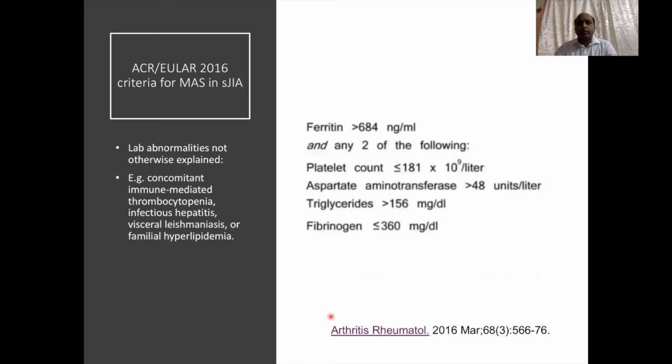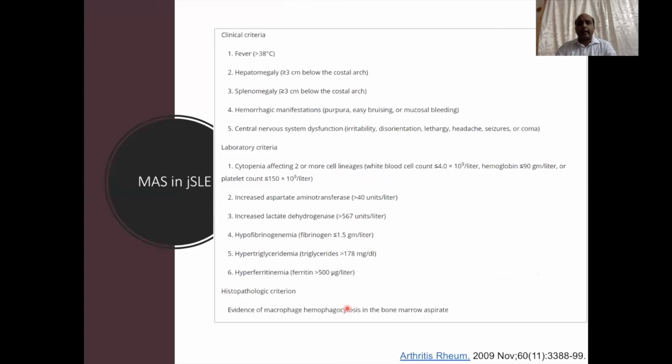And for systemic onset JIA, the 2016 ACR proposed a criteria for macrophage activation syndrome in the case of systemic onset JIA: if there is persistent continuous fever and ferritin more than 684 and any two of the following, like platelets less than 1.8 lakh, SGOT more than 48, triglycerides more than 156, and fibrinogen less than 360. So if any two of the following with hyperferritinemia, then you can classify the child as having macrophage activation syndrome with systemic onset JIA. Again, there are criteria for juvenile lupus also.